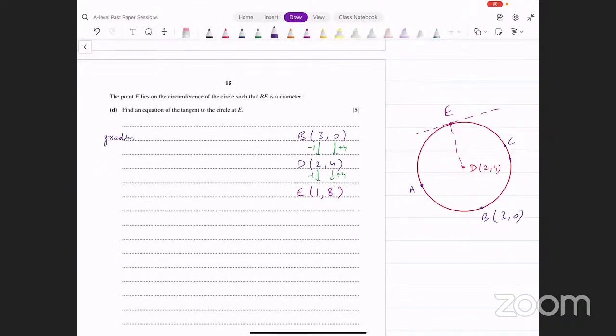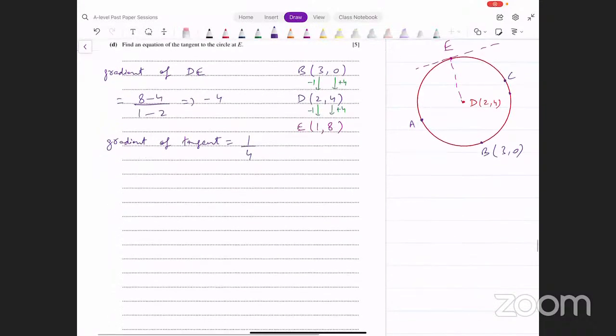Gradient of DE. Let's find that now. D coordinates क्या थे? 2, 4. Yeah, so let's do that. 8 - 4 divided by 1 - 2. And that gives us -4. That's the gradient of DE. What about the gradient of the tangent? That's going to be negative reciprocal of this. -4 का negative reciprocal, sign change और reciprocal, that's 1/4.